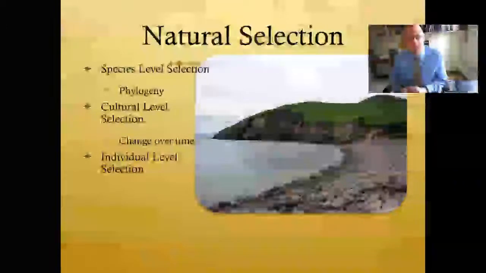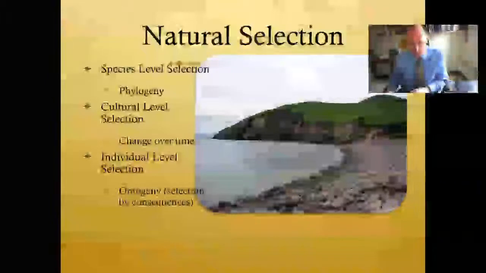Okay. Individual level selection. This one has a ton of evidence for it as well. So again, the first one, species level, and individual level, these are the ones that have extraordinary amounts of data to support them. For the most part, unarguable. Individual level selection, we talk about ontogeny. This is the selection of your behavior through consequences.